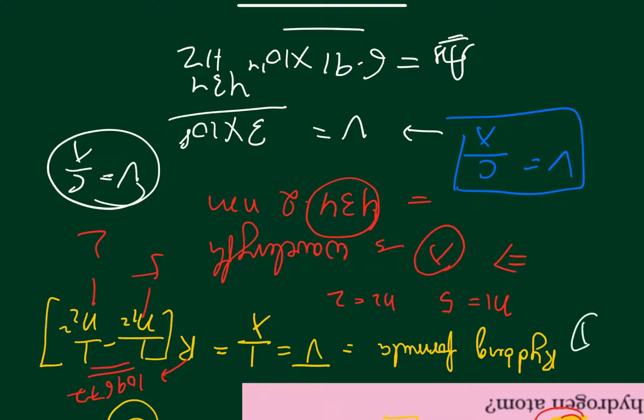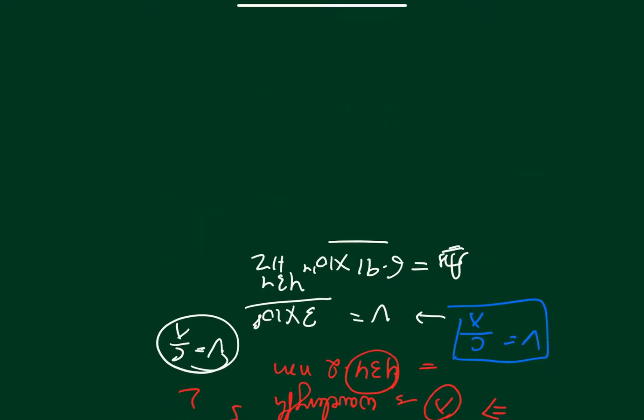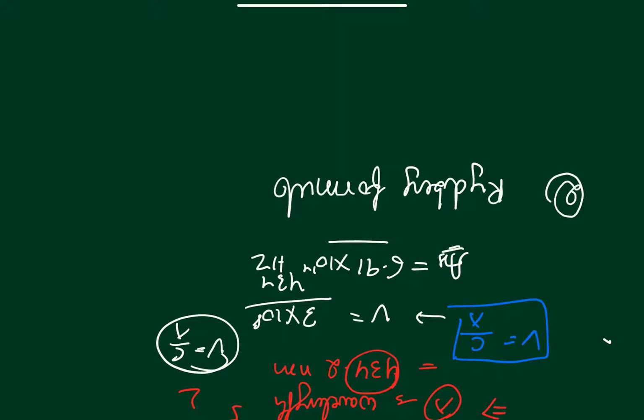Now this was the first method to do it. Another method is also there, which is preferably a shorter method. Okay, in fact, not a shorter method, you can prefer it for calculations. The method again is same. You will use Rydberg formula, but instead of using the Rydberg formula for wavelength, we will now use the Rydberg formula for energy.